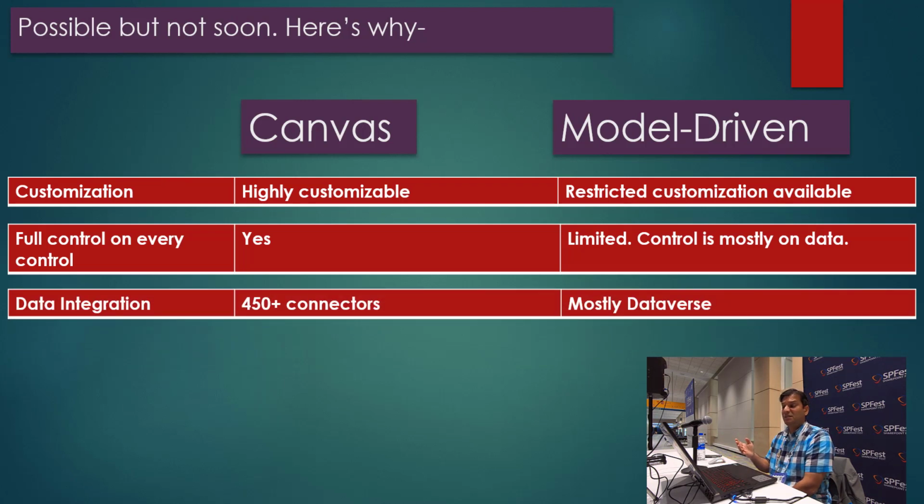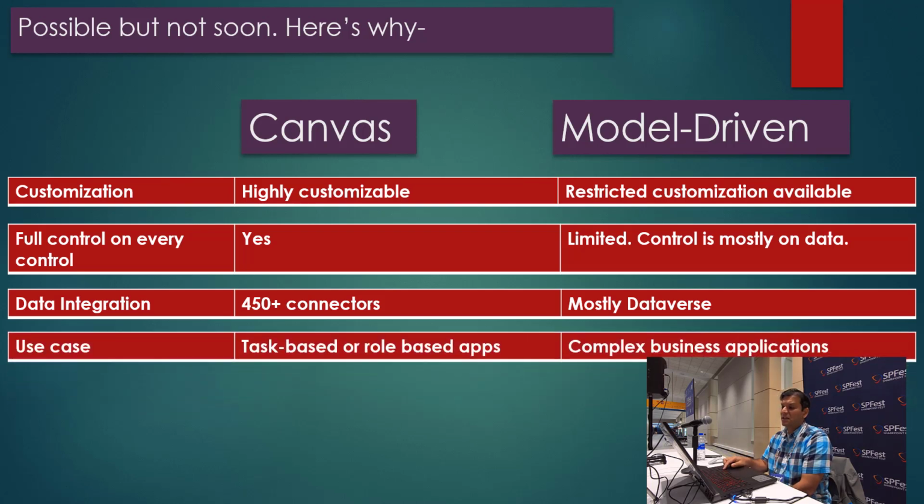Data integration, we already know. In Power Apps we've now got over 500 connectors. I put 450 here, but it's getting to about 500 connectors now. But when it comes to model-driven apps, it is mostly Dataverse. And then use cases, we already know. Anybody who's done Canvas apps knows it's very task-based or role-based. Like, what is your scenario? What is your need?